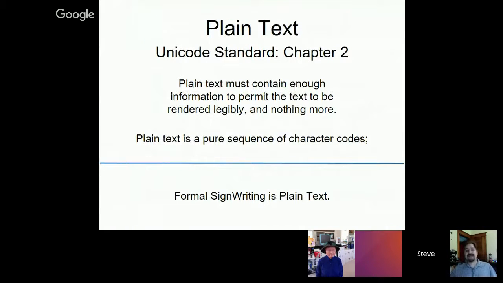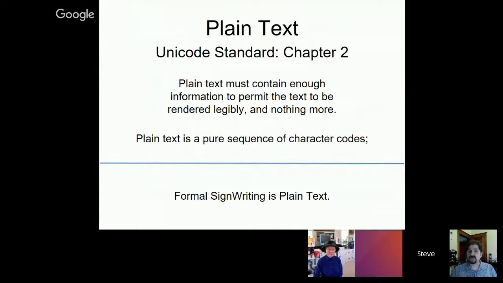Plain text. Well, according to the Unicode Standard, Chapter 2, plain text must contain enough information to permit the text to be rendered legibly and nothing more. So our formal SignWriting is plain text. When we have our formal SignWriting, we need to know how those symbols are positioned in two dimensions. And without that two-dimensional information, you do not have SignWriting, and you cannot read what was written. And that would not be plain text without that coordinate and that two-dimensional layout.